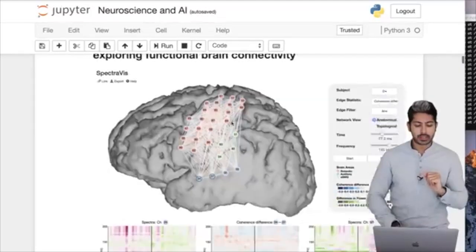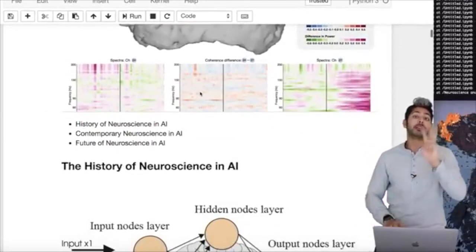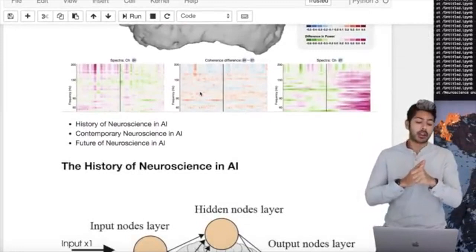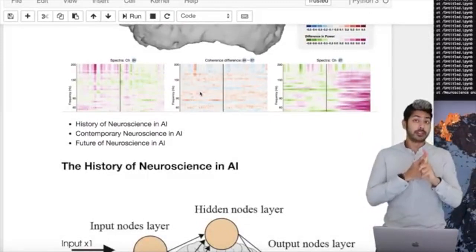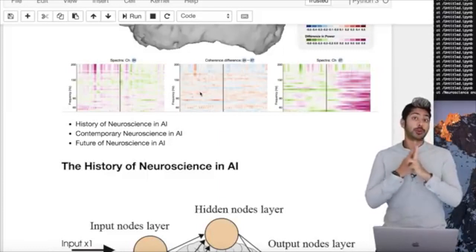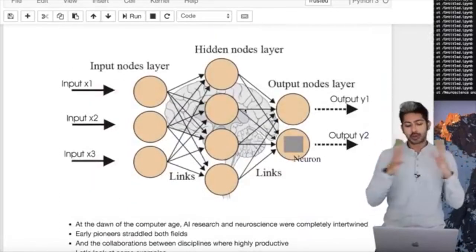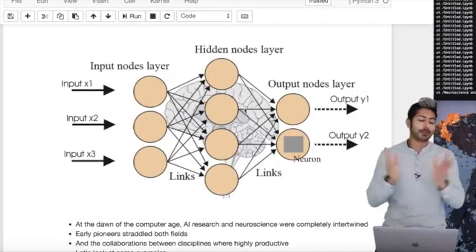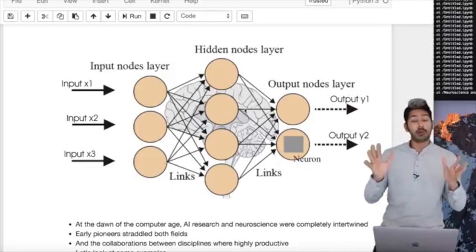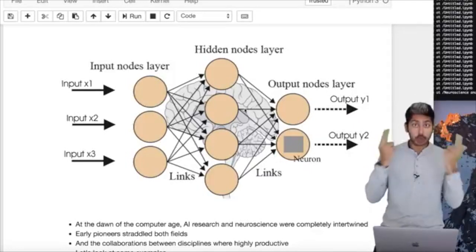But let's get started with this. I've divided this talk into three different parts: the history of neuroscience and AI, contemporary neuroscience and AI, and the future of neuroscience and AI. Okay, so let's start off with the history. I've got this super generic image that is shown everywhere, but the idea of this image is, hey, we've got this neural network, and what it was inspired by is the human brain.